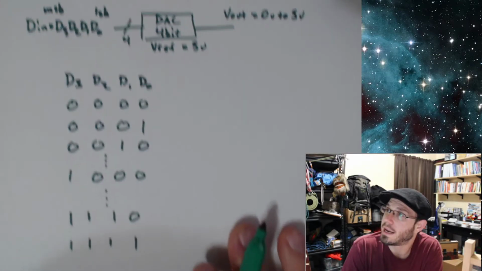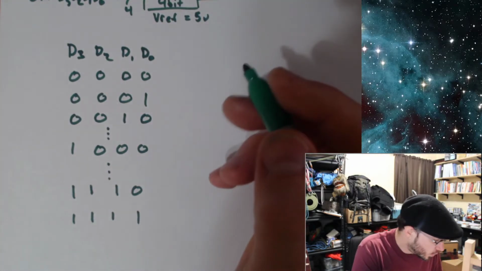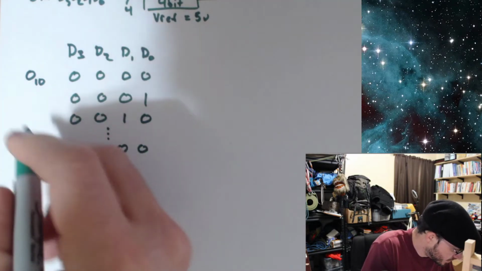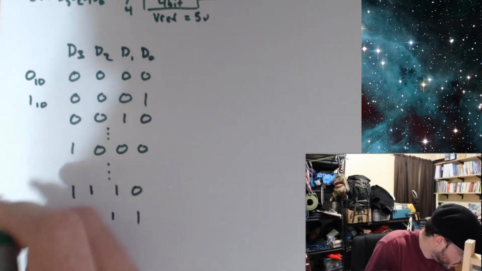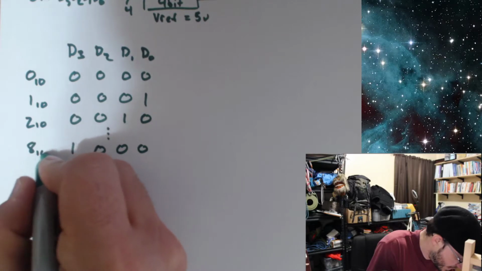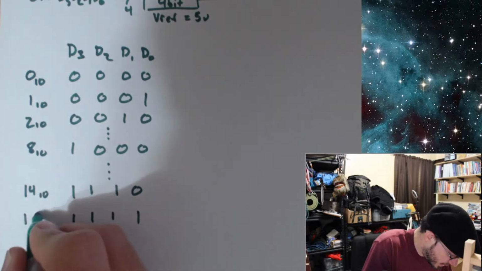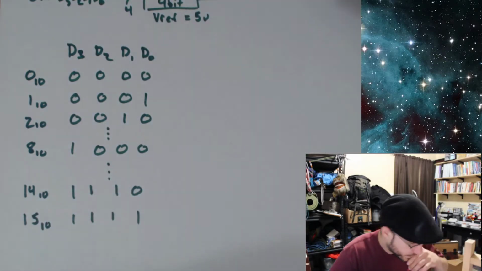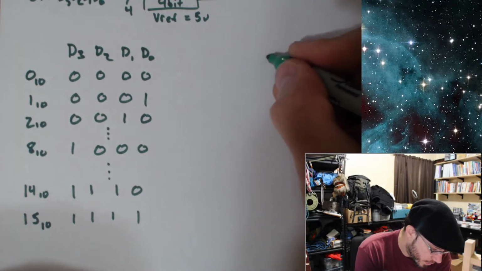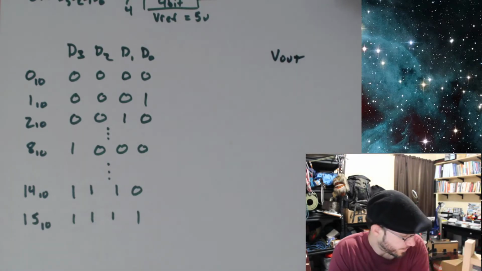Now, this is all in binary, but the value for each one of these is 0 base 10, 1 base 10, 2 base 10, 8 base 10, 14 base 10, and 15 base 10. Okay. And then we want to know what V out is equal to for each one of these inputs.